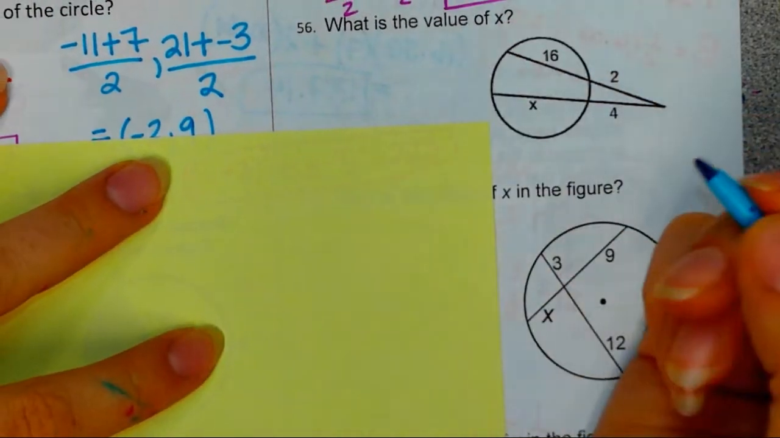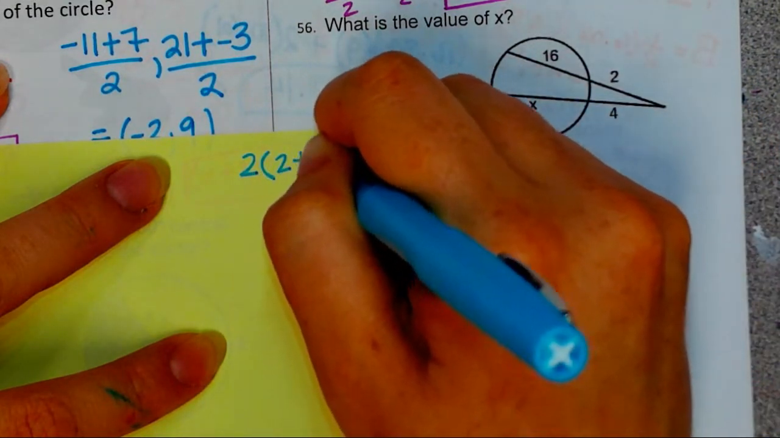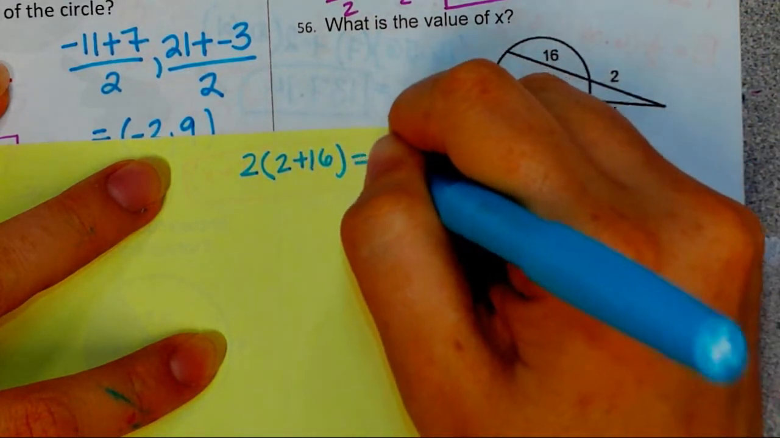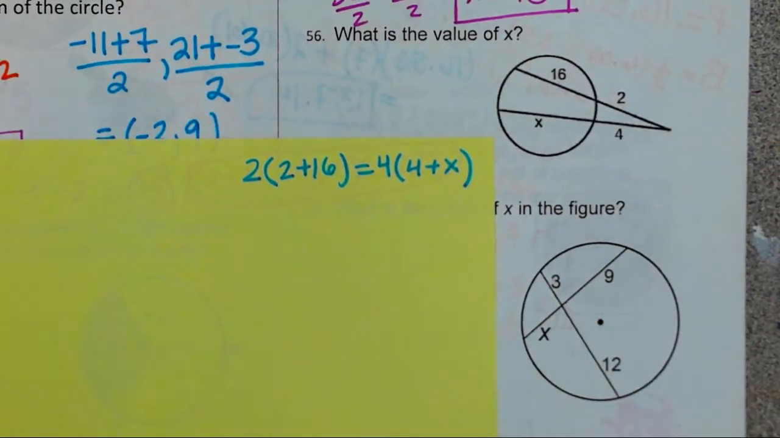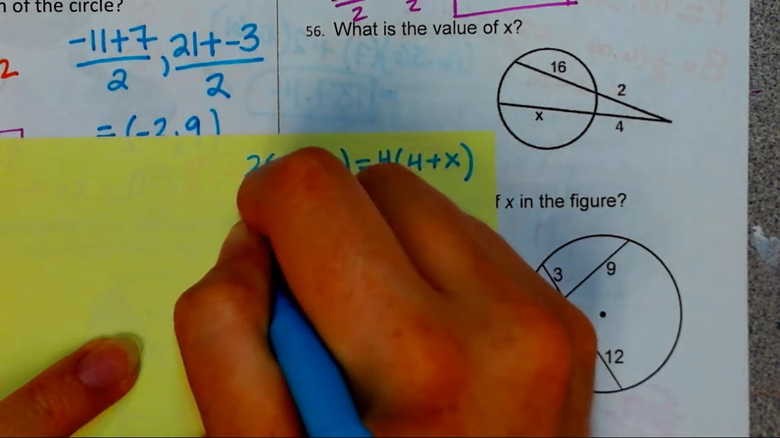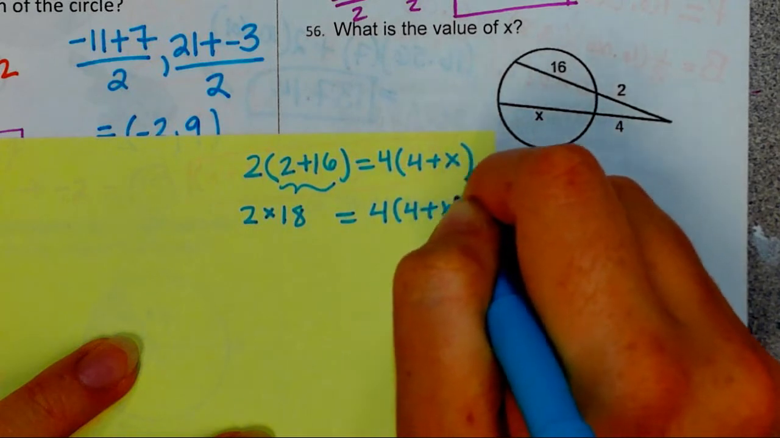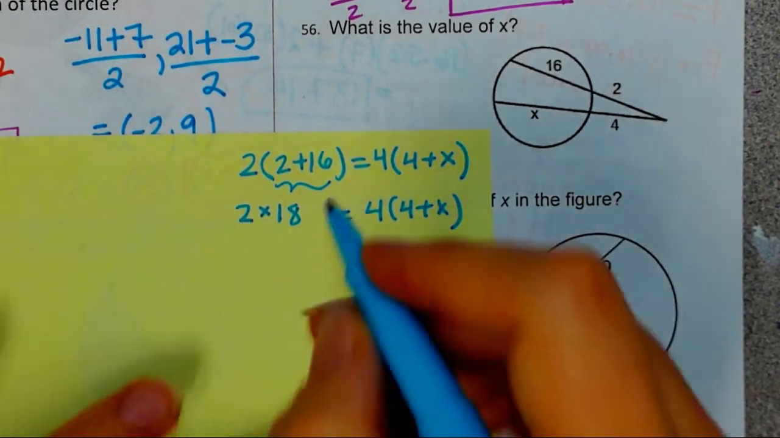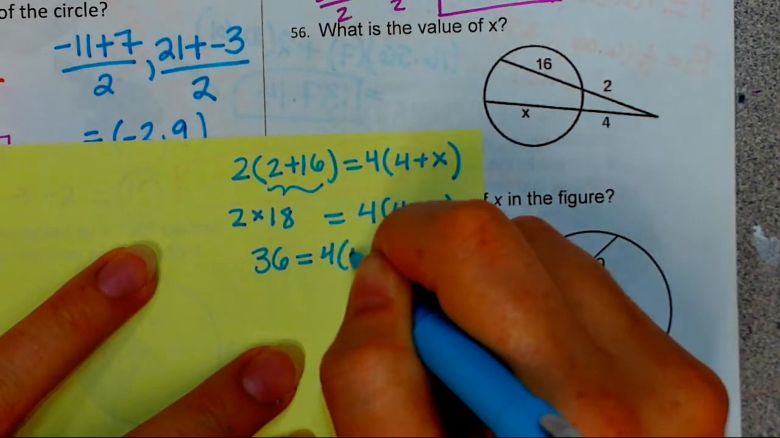All right, so plugging things in, that becomes 2 times (2 plus 16) is equal to 4 times (4 plus x). Okay. All right, so 2 plus 16, do what's in the parentheses first. This is 18. Okay, 4 times (4 plus x). 18 times 2 is equal to 36.